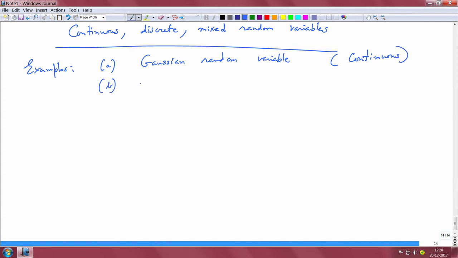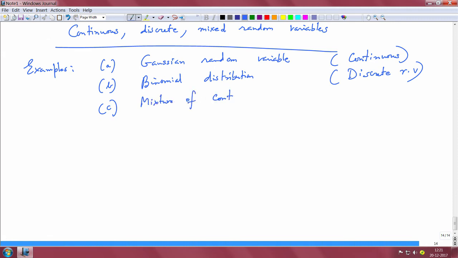Then, for example, if you look at the binomial distribution, that is an example of a discrete random variable. Sometimes you can have a mixture of continuous and discrete random variables.